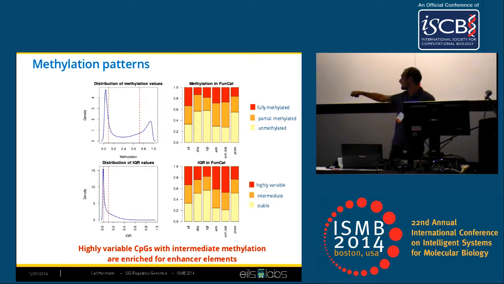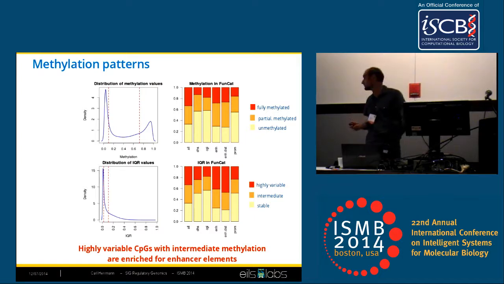divide into highly variable, stable, or intermediate. And again, these enhancer or distal enhancer regions are enriched in highly variable CpGs. So enhancer elements seem to be enriched in highly variable, intermediately methylated CpGs. And this is something that had been shown, for example, by the Schübeler lab.